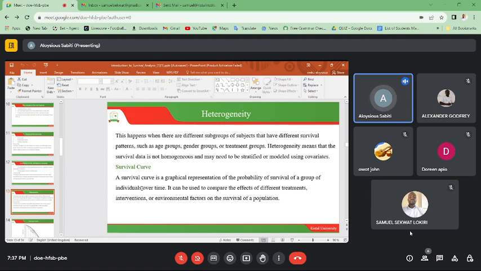So these are what we call heterogeneous, meaning that they have different patterns, and therefore all these people experience different survival patterns, and therefore you may have to remodel them in your study in order to have a homogeneous study group.